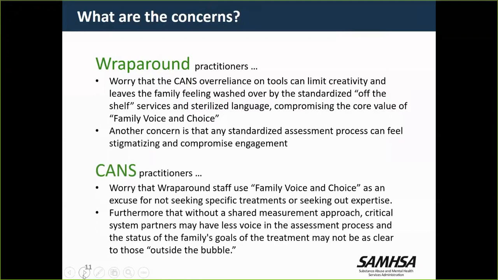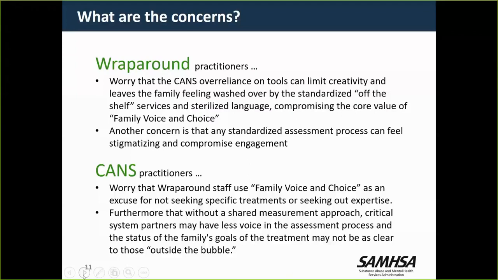And people can worry about CANS being an easy over-reliance for younger care coordination folks, or even teams who are struggling to really embrace the model. And on the flip side, John, I know you know that CANS practitioners have their own worries about wraparound, which are? The CANS practitioners, one of the tensions is that since it's a common language approach, there's a concern.